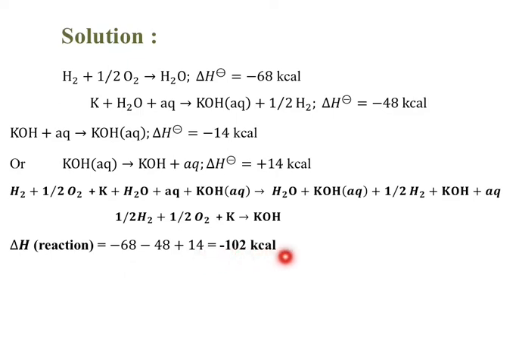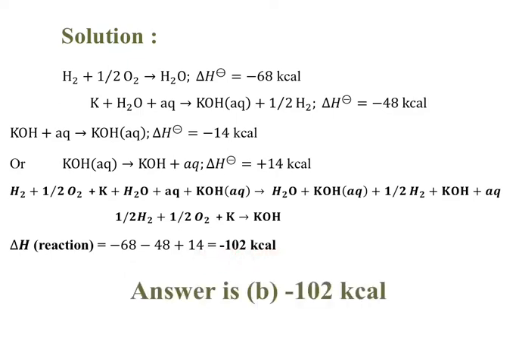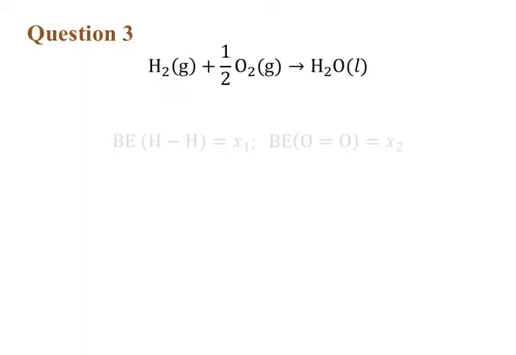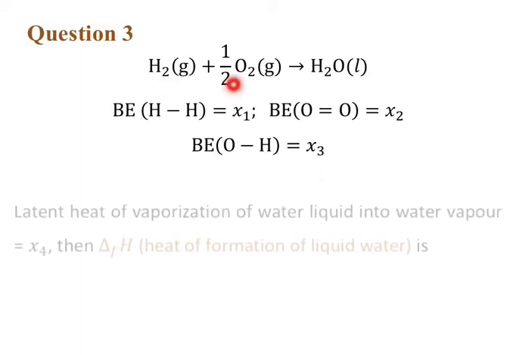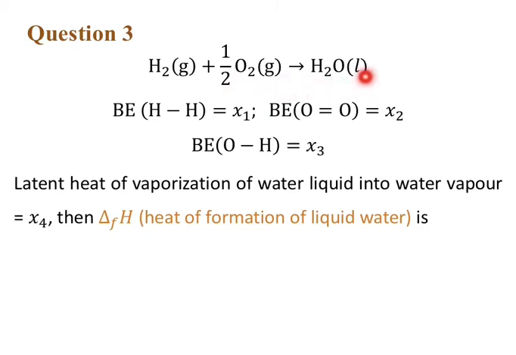So the next question is H2 gaseous state plus half O2 gaseous state gives H2O liquid state. So the reactants are in gaseous state and the product is in liquid state. They have given the bond energy of hydrogen. Bond energy is nothing but the energy between hydrogen and hydrogen, the energy required to break the bond or form the bond. The bond energy for hydrogen is x1, the bond energy for oxygen, that is the double bond, is x2, and the bond energy between oxygen and hydrogen is x3.